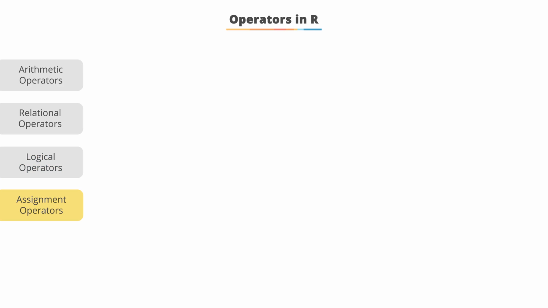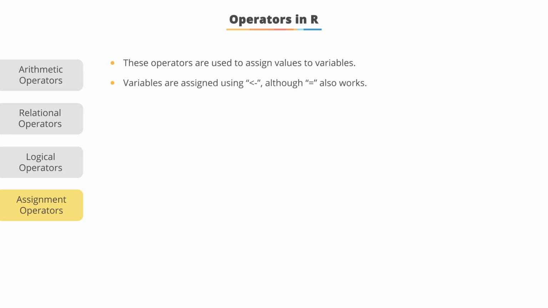And then we have assignment operators. These operators are used to assign values to variables. Now in R, it's actually frowned upon to use the equal sign for assigning a variable name. Technically, it's also frowned upon to do a right assignment. So the rule of thumb is to use a left assignment with an arrow.